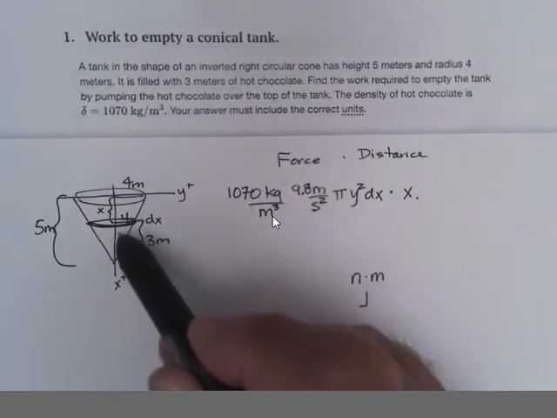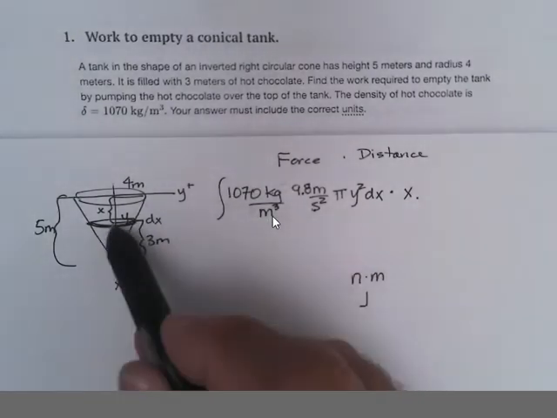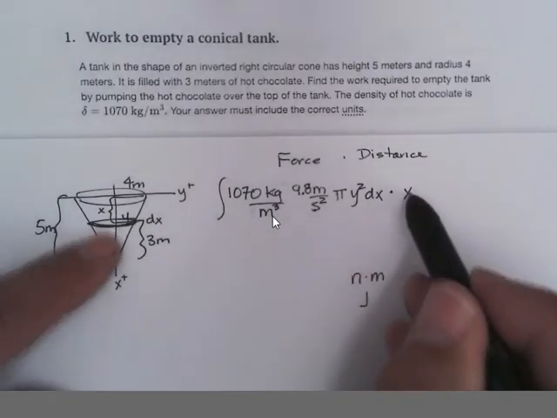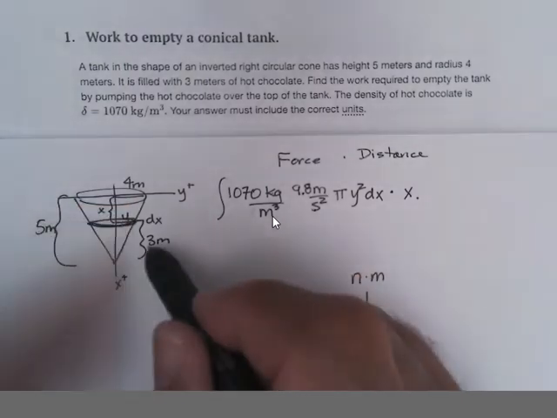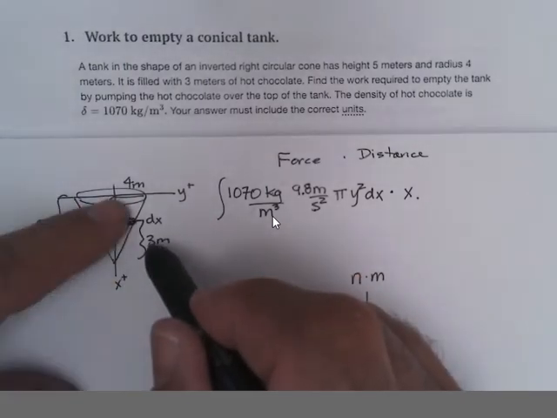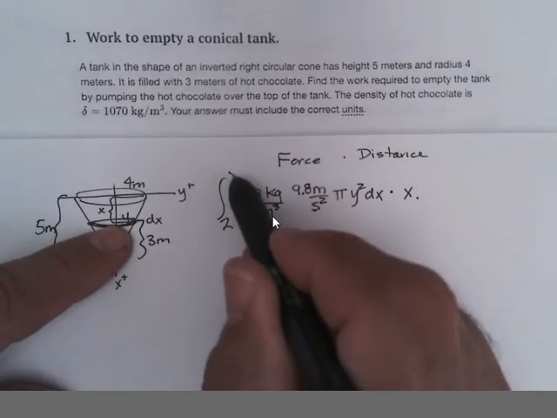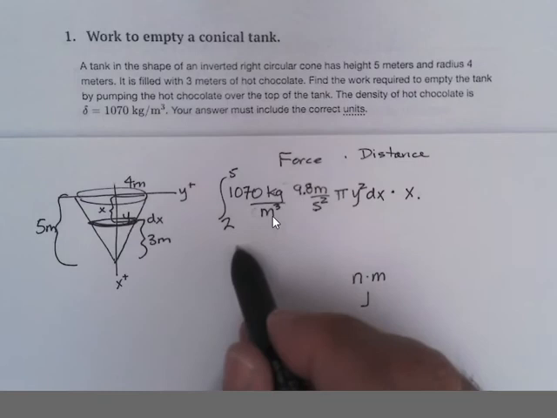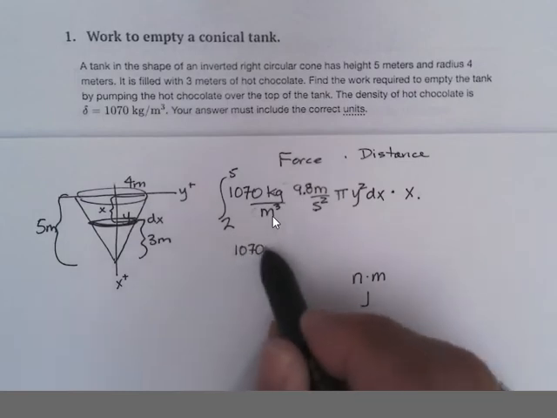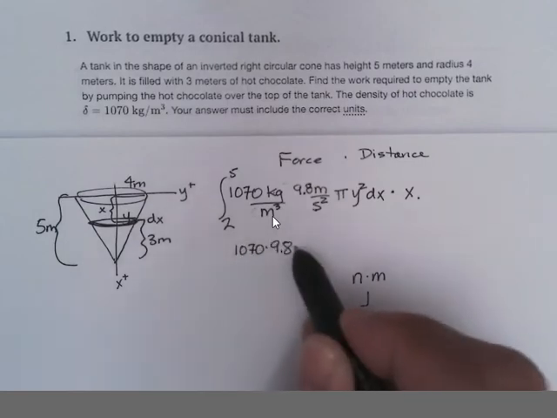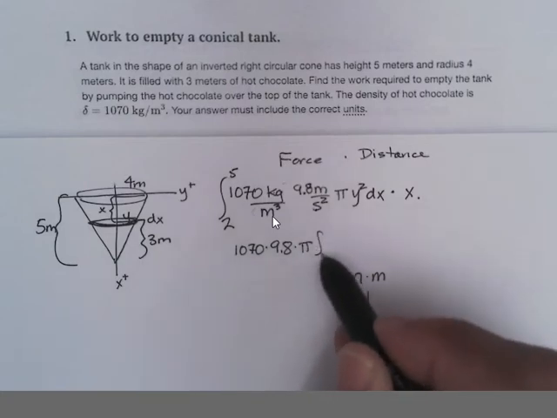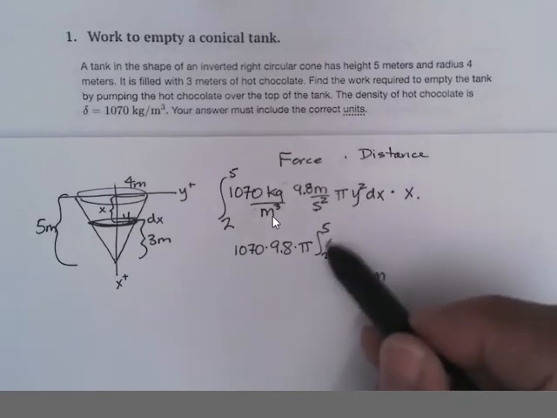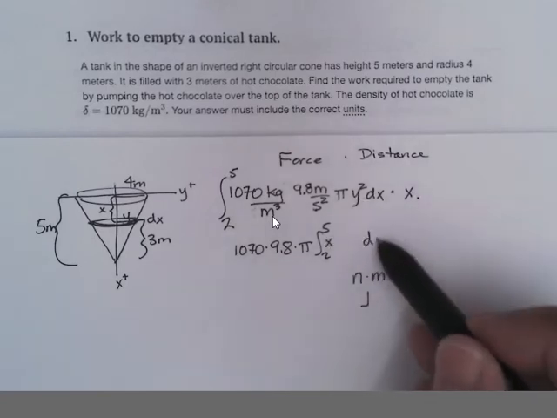That's just one disc. We want to do all the discs from here down to the bottom. And so we have to add them up, and x is going to go from down here, 3 from the bottom, the whole thing's 5, so that's from 2 to 5. Now, all of this stuff is constant, so we've got 1070 times 9.8 times pi, integral from 2 to 5 of, we got a y. We have an x, but we got to take care of this y, dx.